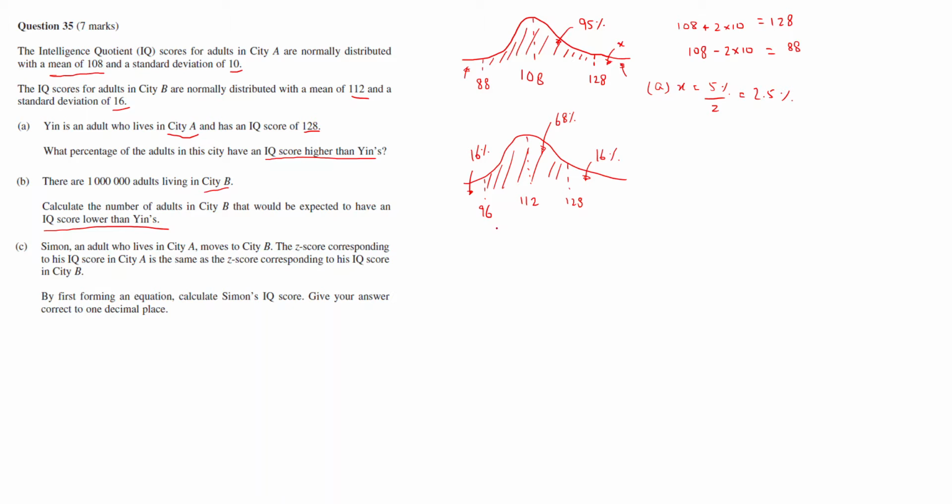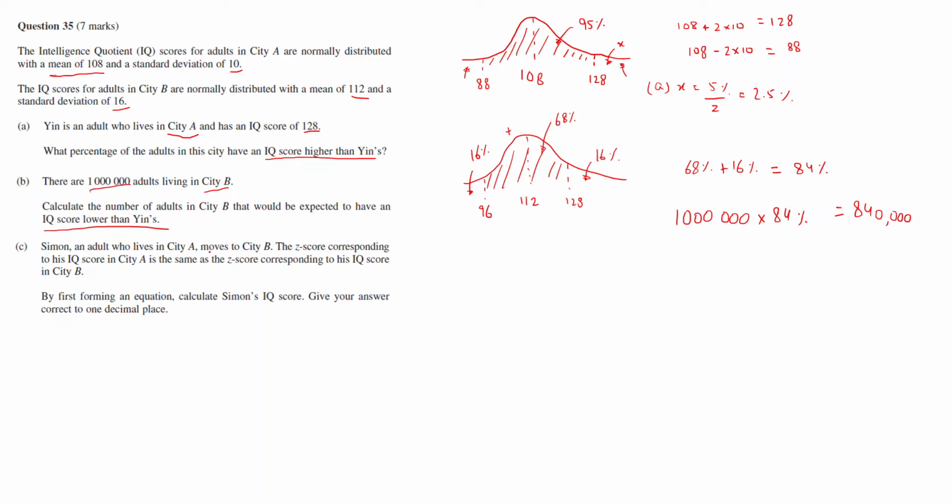So when it comes to the question, what we need to answer is percentage below 128. Below 128 would be this 68%, which is between 96 and 128, plus this 16%, which is below 96. So people below Ian's IQ would be 68% plus 16%, which would be 84%. Now the question is asking expected number of people, so you multiply that with 1 million. So 1 million times 84% would give you 840,000. So these are the number of people in this town that have an IQ below Ian.